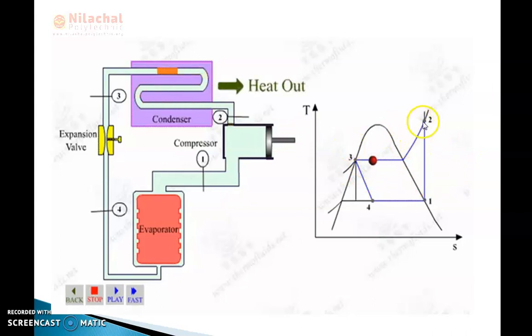It is at constant pressure heat rejected. After that, from the dry saturated point to point 3, at constant temperature, is the heat rejection process. During this process you observe that the vapor refrigerant converts to the liquid refrigerant.